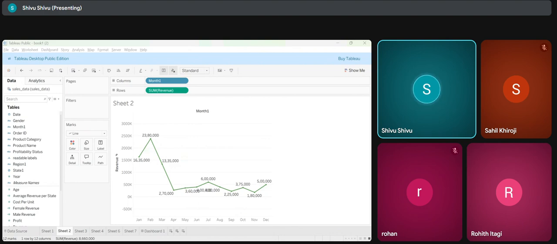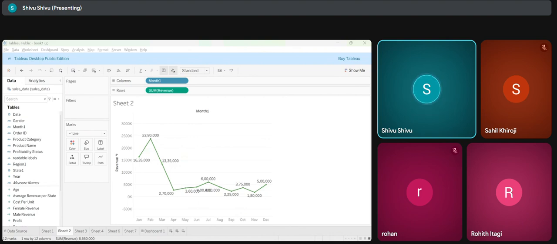Next, revenue starts lower in the early months. There is a big increase around March, showing strong business performance. After that, revenue falls again in some months, showing ups and downs. Middle months show fluctuations, meaning revenue was not stable. Toward the later months, revenue slightly recovers and shows improvement.